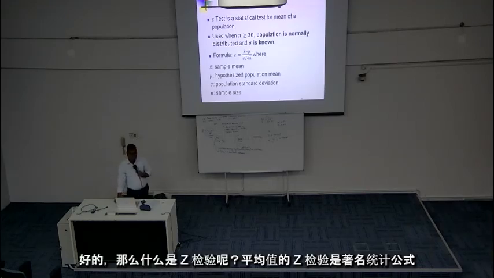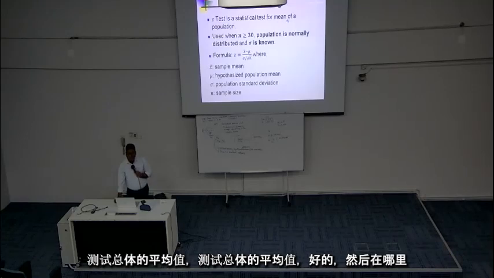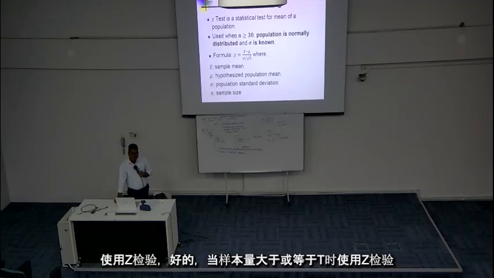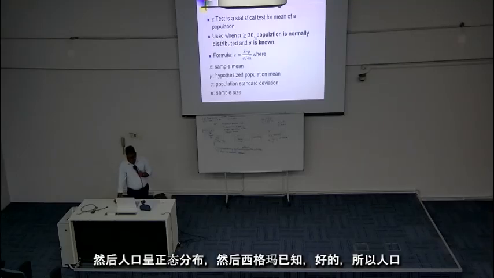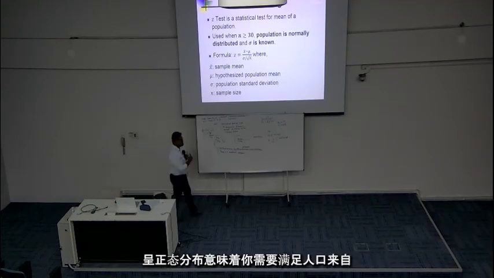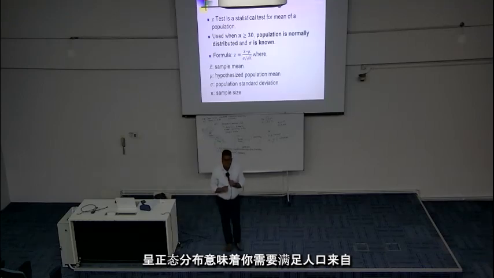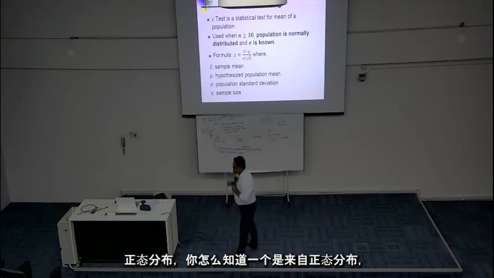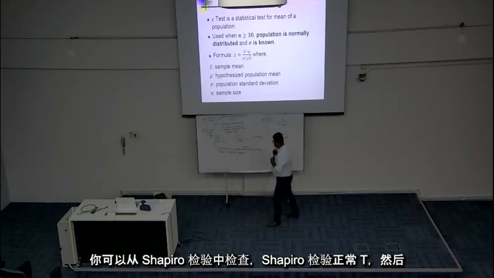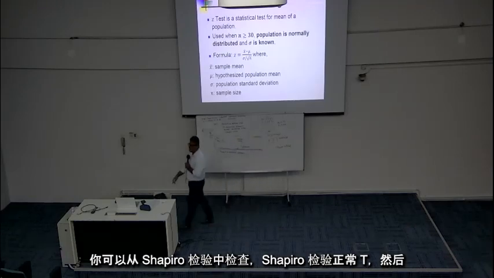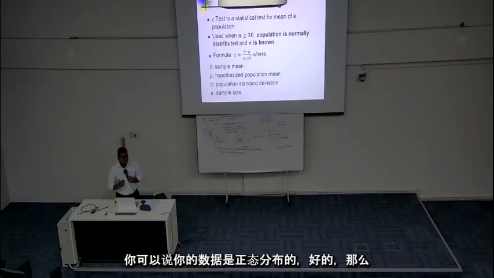Alright, so what is the Z test? The Z test for the mean is a famous statistical test for testing the mean of a population. Where to use the Z test? It is used when the sample size is at least 30, the population is normally distributed, and sigma is known. Population normally distributed means the population must come from a normal distribution. How do you know that? You can check with the Shapiro-Wilk test for normality. Then you can claim that your data are normally distributed.